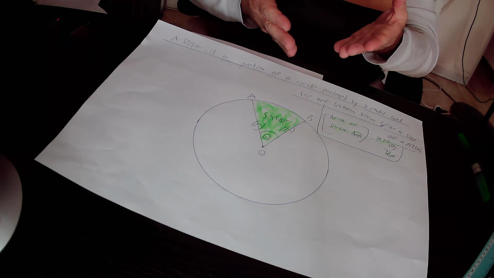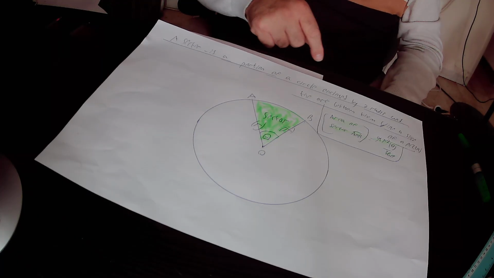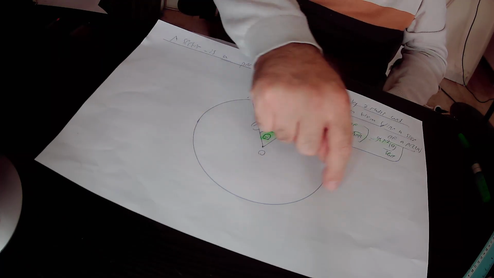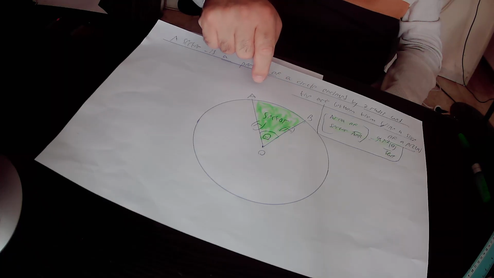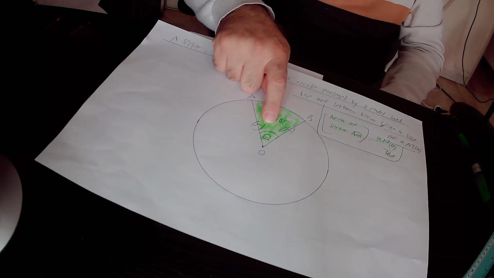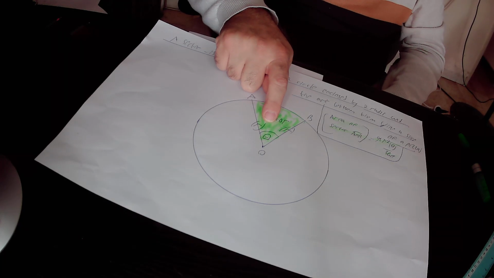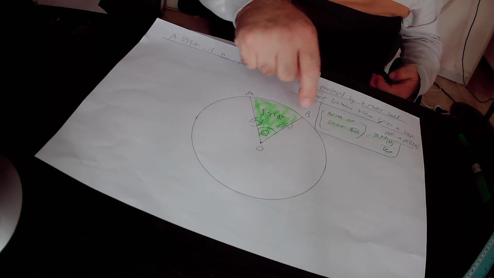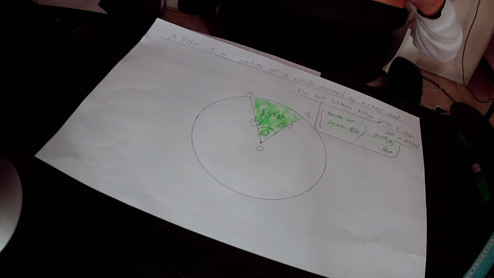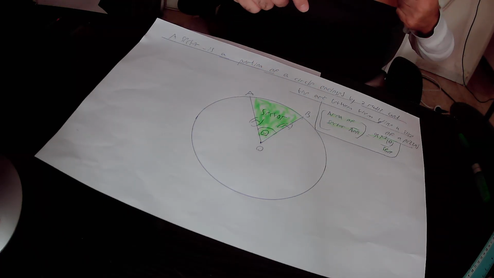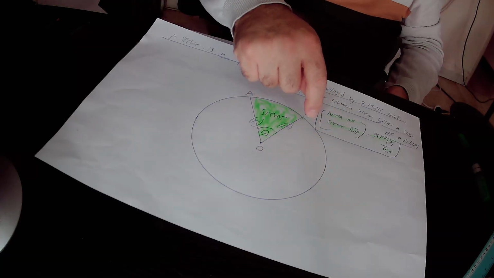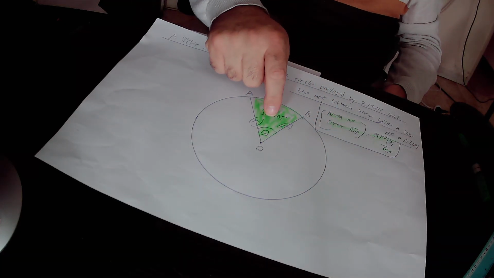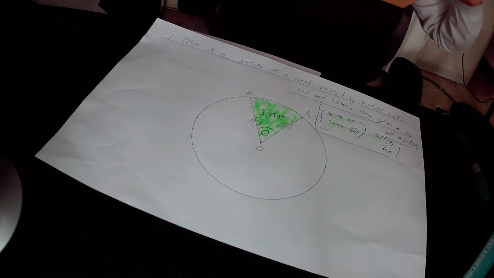The area of this sector A or B equals the area of the circle that contains the sector, that is pi r squared, times the angle between the legs of the sector, that is theta, over 360 degrees. Again, a sector is a portion of a circle enclosed by two radii and an arc between them, and its area equals pi r squared times theta over 360 degrees.